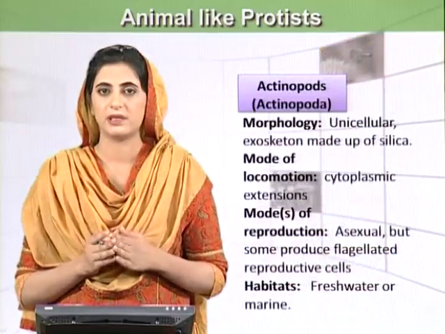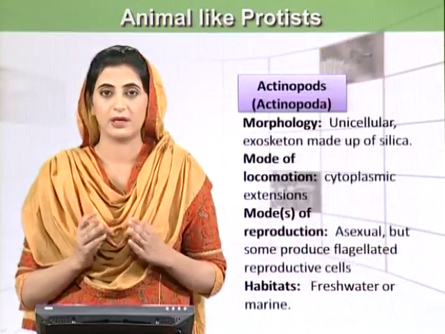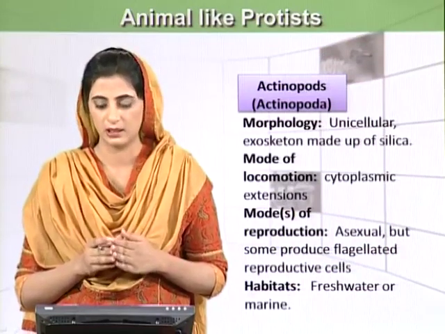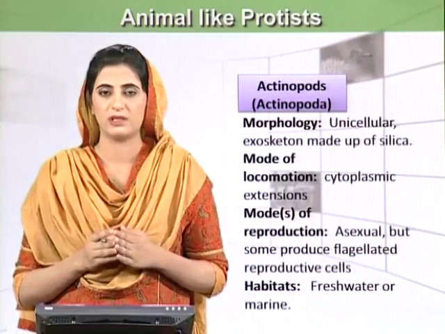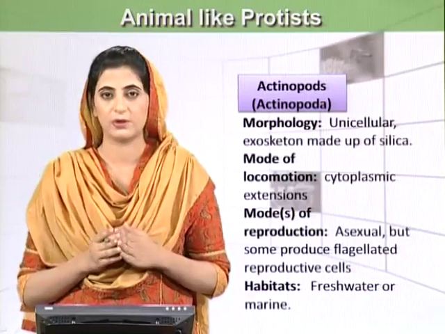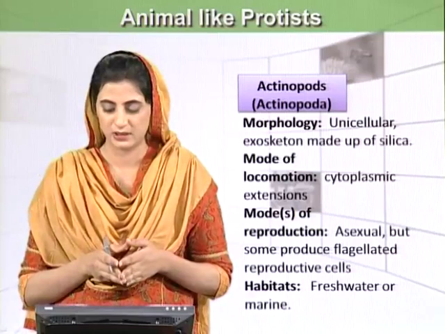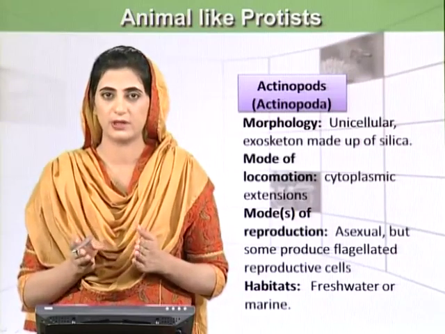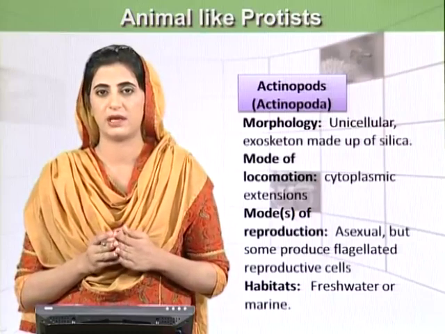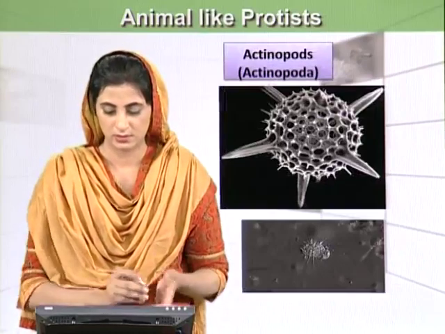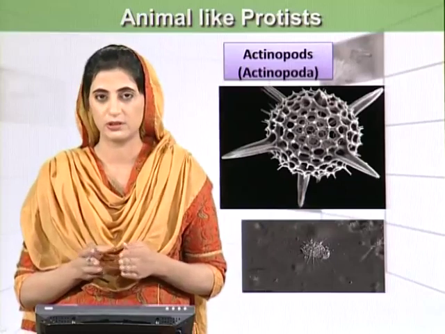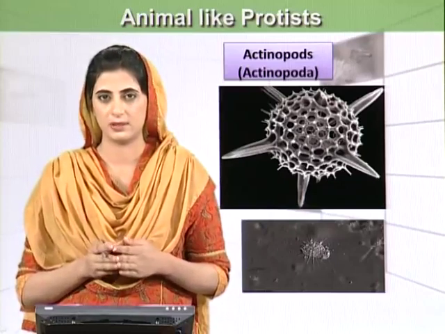Then the next group is actinopods, and they are unicellular and their skeleton is made up of silica, and they move with the help of cytoplasmic projections. Their mode of reproduction is asexual, but sometimes they produce flagellated reproductive cells too, and they may be freshwater or marine in habitat. You can see here the glass-like structure of actinopods, which is actually made up of silica.